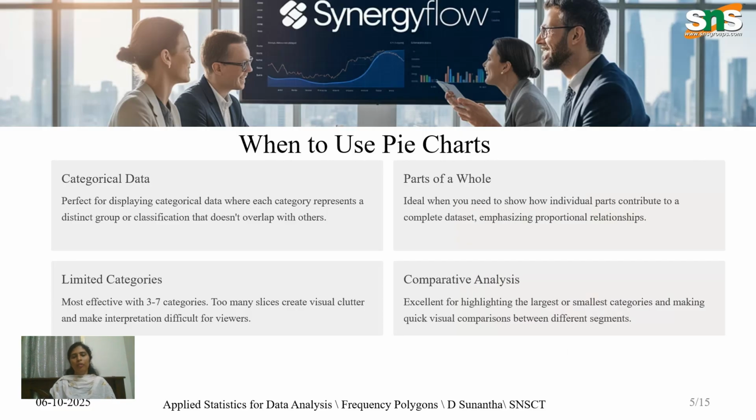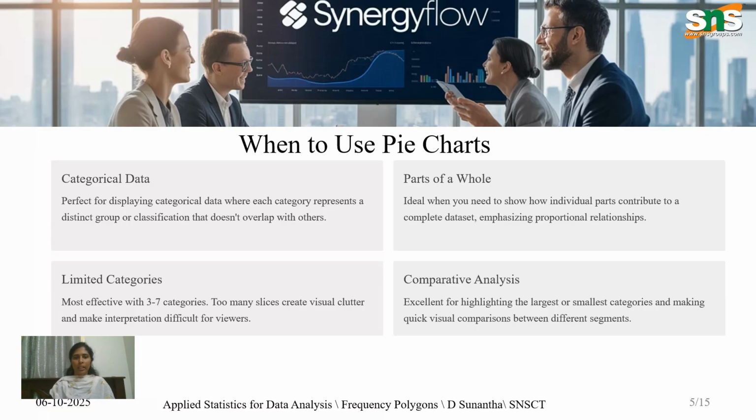As we all know, if we have any item, we have to know when and where to use that. So let us see where we can use this pie chart. The first one is categorical data. It is perfect for displaying categorical data where each category represents a distinct group or classification that doesn't overlap with others. The next one is parts of a whole. It is ideal when you need to show how individual parts contribute to a complete data set, emphasizing proportional relations.